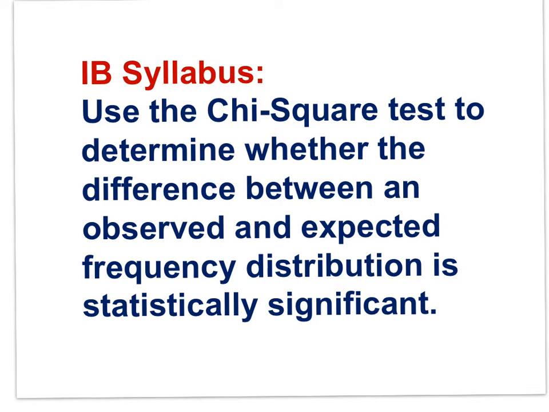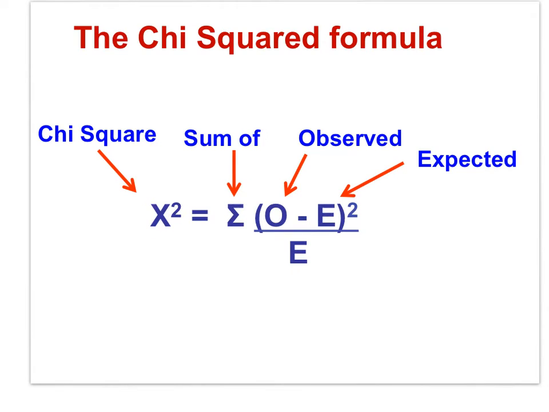Here is the first IB syllabus statement to kick off the movie. Use the chi-square test to determine whether the difference between an observed and expected frequency distribution is statistically significant. Here's the chi-square formula. This is the chi-square value. It will be a number. This is sum of, I'll come back to that, observed minus expected squared divided by expected. That comes from the data, and we would do this calculation for both heads and tails and sum them together to get the chi-square value.